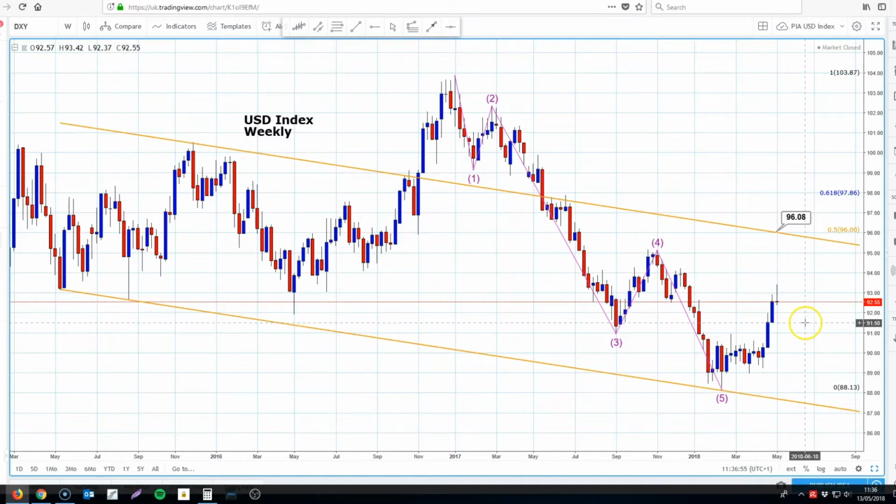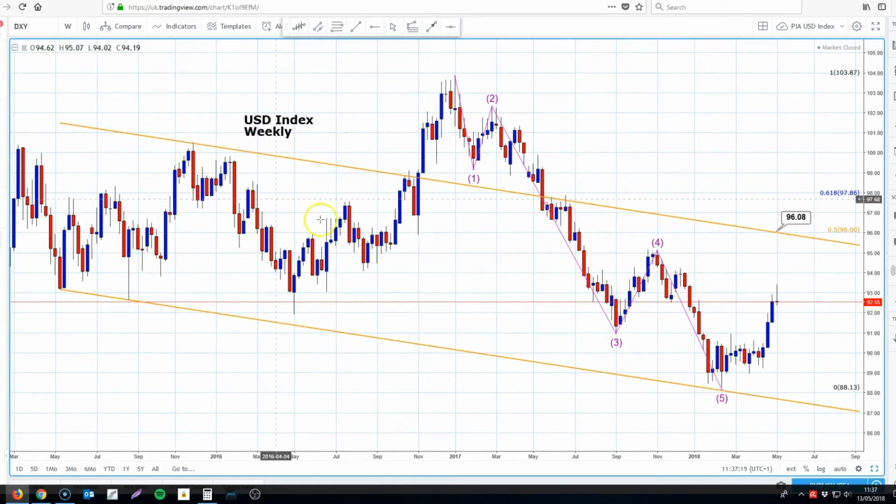Only a weekly close under this sort of level, 91.50, would then form an evening doji star formation and highlight the possibility of further losses. But our medium-term focus is still around here, around 96, the figure, and that's trendline resistance, potential of a right shoulder of a bearish head and shoulders pattern.